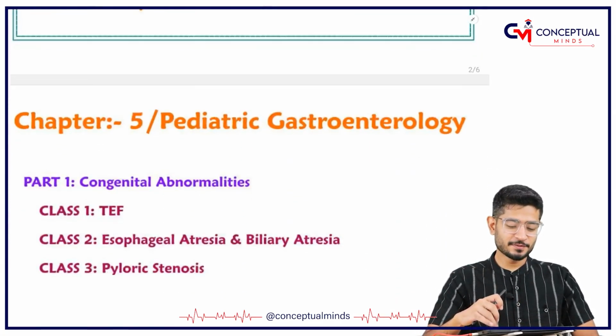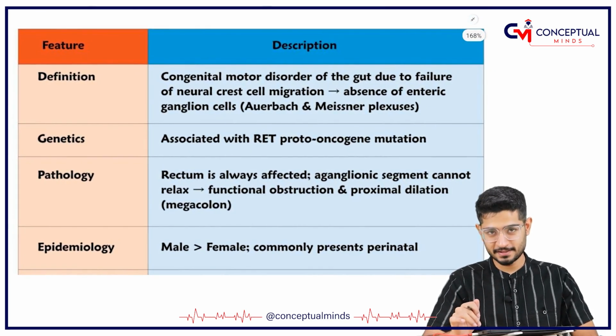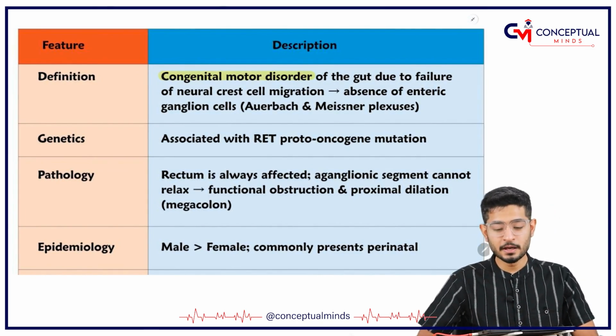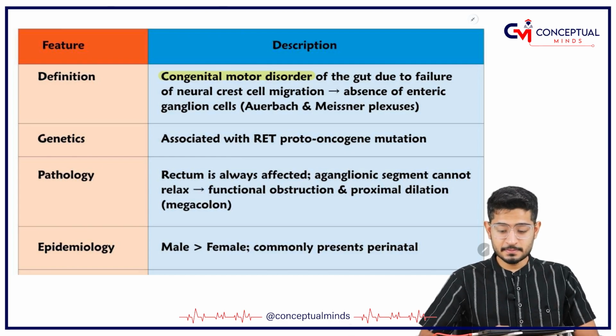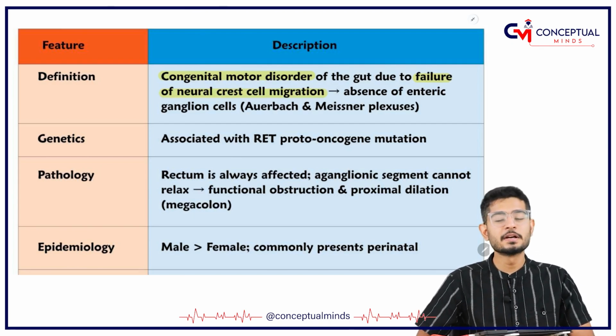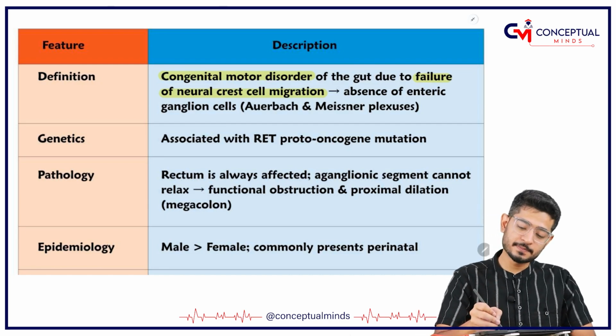See, the topic of discussion for today is Hirschsprung disease, and Hirschsprung disease is actually a congenital disease. Okay, so it's a congenital disease, congenital motor disorder, right? Why does it happen? It happens because there is failure of neural crest cell migration. So, you know from your basic knowledge of embryology that there is something which is called as neural crest cells, and these neural crest cells are failing to migrate, okay, and because they are unable to migrate to the proper position, there is an absence of enteric ganglion cells.